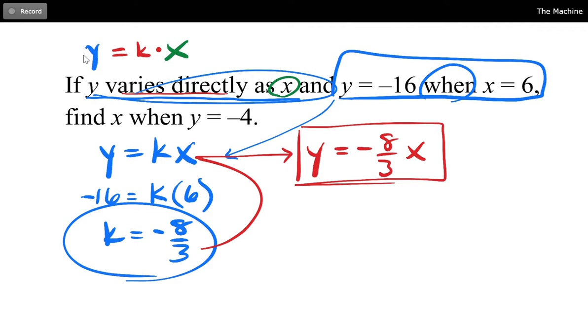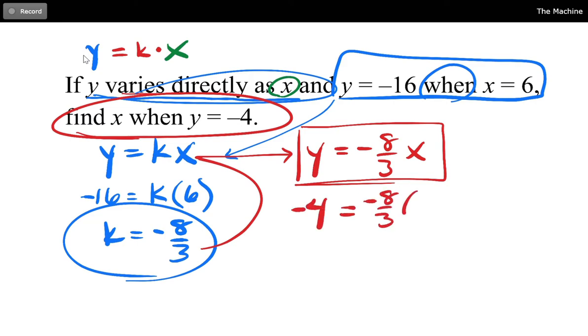And now I come down to the final question. If this is true for this situation, and it must be true for all situations, then find x when y is equal to negative 4. Now that's easy. I've got to find out what x is when y is negative 4. So y becomes negative 4, and that's equal to negative 8/3 times x.